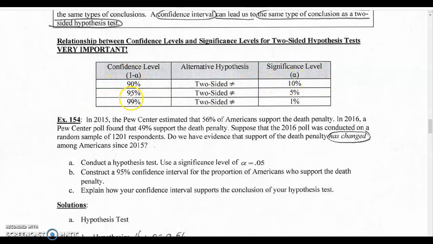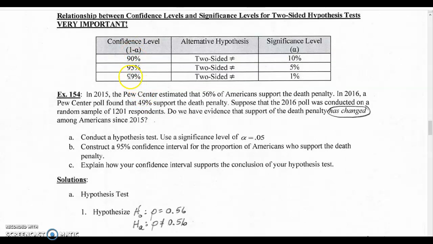So a 95% confidence level, sort of the most common confidence level, is equivalent to doing a hypothesis test with a 5% significance level. In other words, we're looking to lop off the two tails of 2.5% each, and we get our 5% significance level. And then the 99% confidence level is equivalent to having a 1% alpha or significance level.